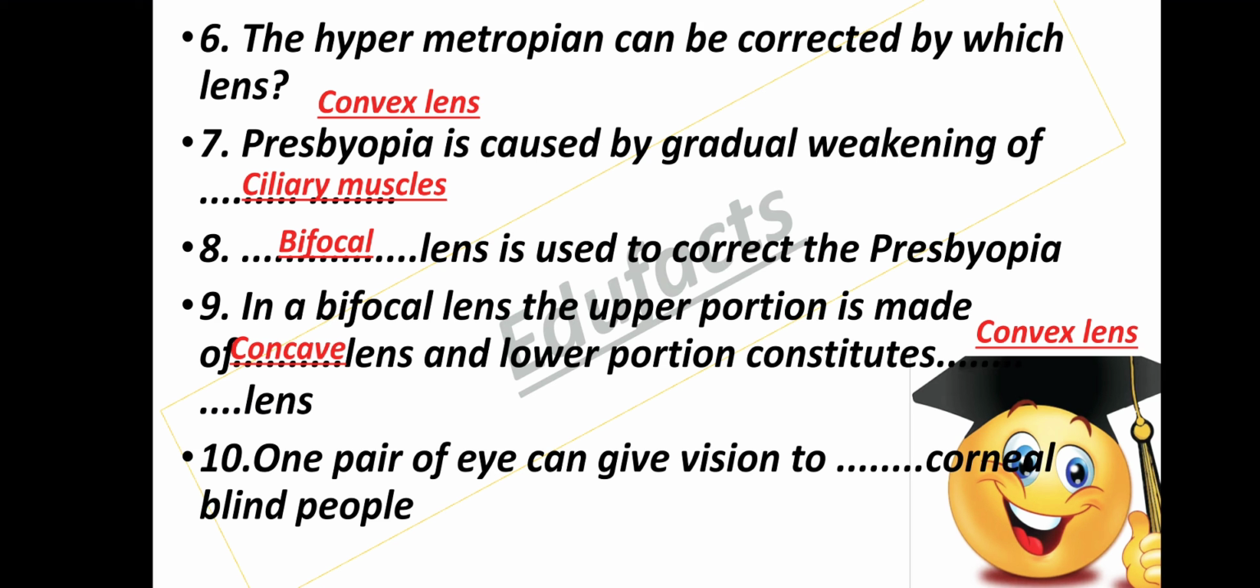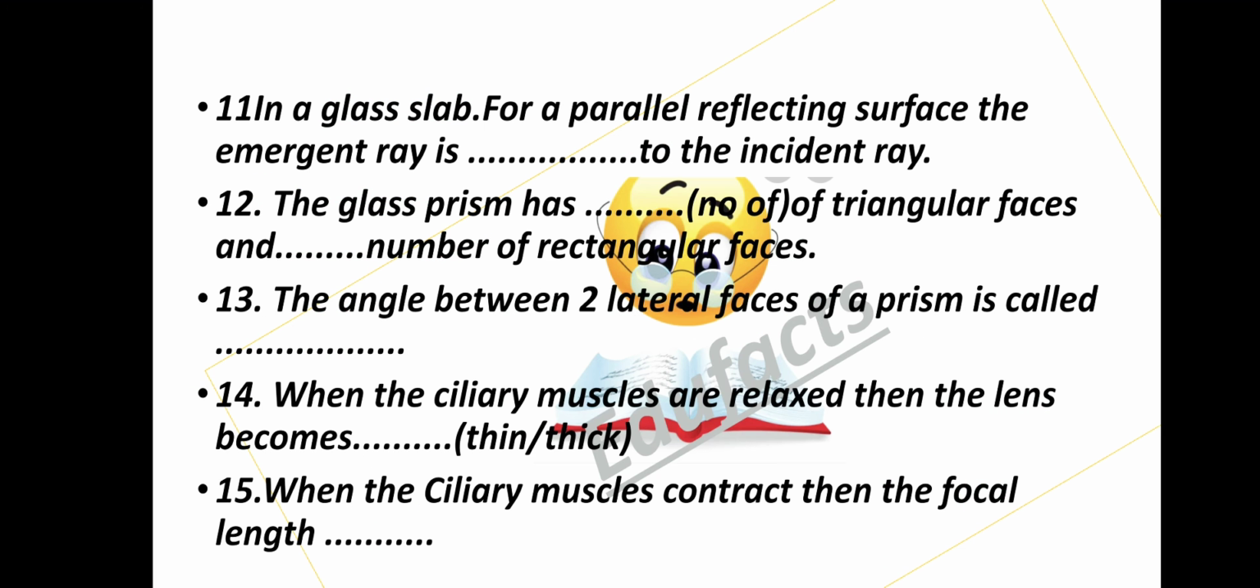One pair of eyes can give vision to dash corneal blind people. One pair of eyes can give vision to two corneal blind people, and this question is related to eye donation. So the next question is, in a glass slab with parallel reflecting surfaces, the emergent ray is dash to the incident ray. Yeah, obviously parallel to the incident ray.